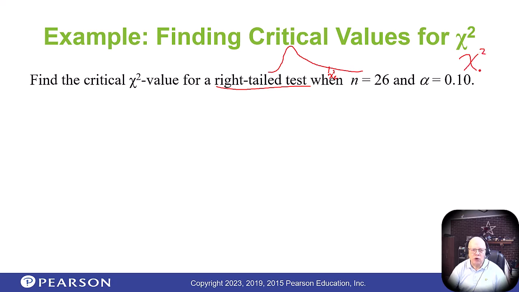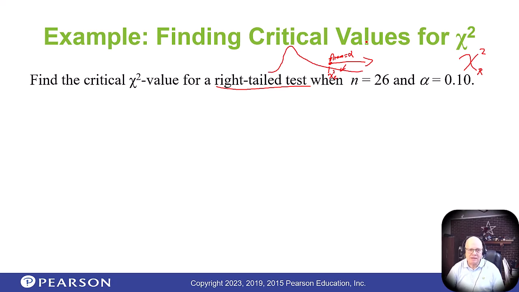Chi-squared, and we're looking for what will be on the right. We'll be looking for the area from this point right here to there. And in this case, since it's only on one side, this area is going to equal the level of significance.